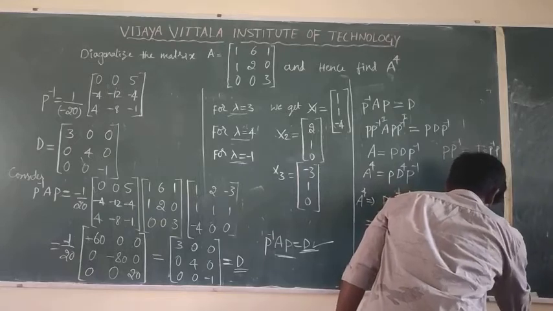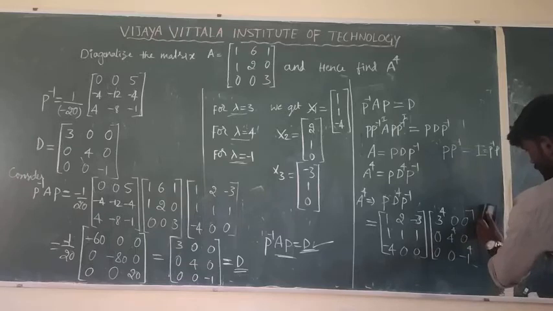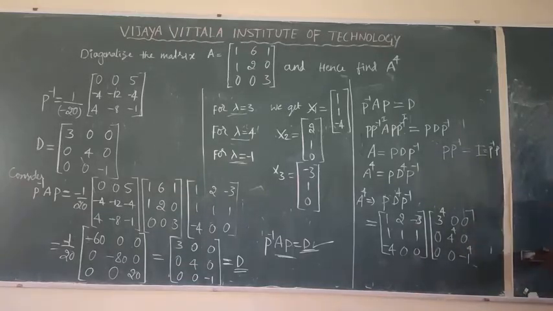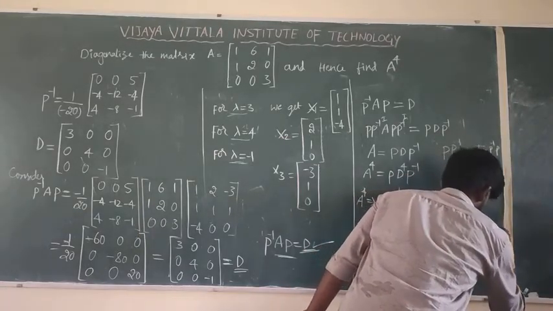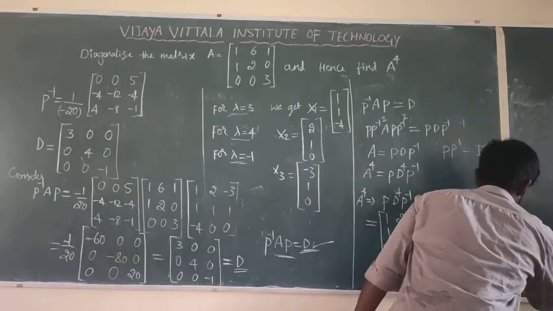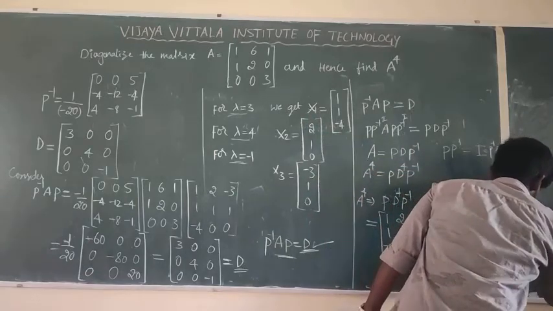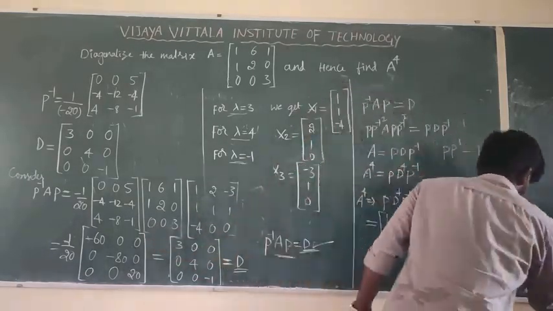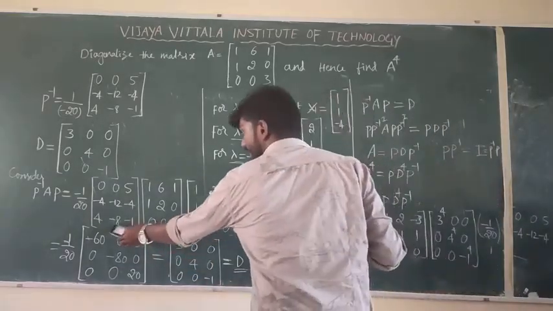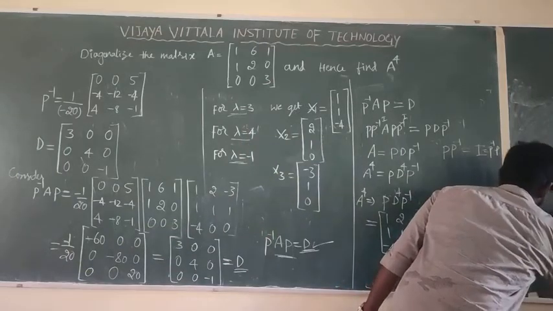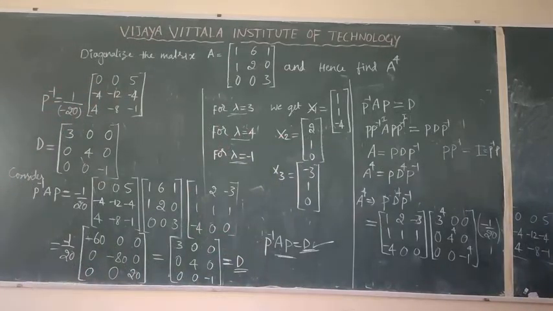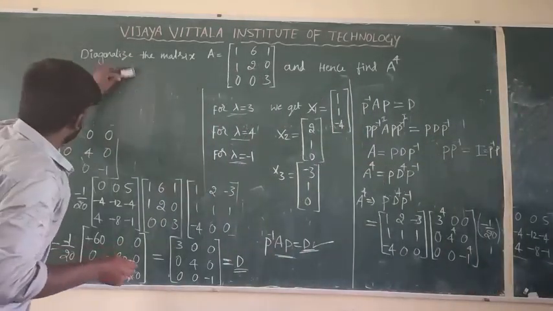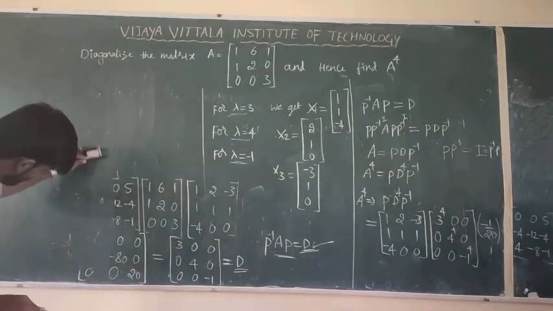And the P inverse matrix is minus 1 by 20 into 0, 0, 5, minus 4, minus 12, minus 4, 4, minus 8, minus 1. Then we multiply these three matrices.